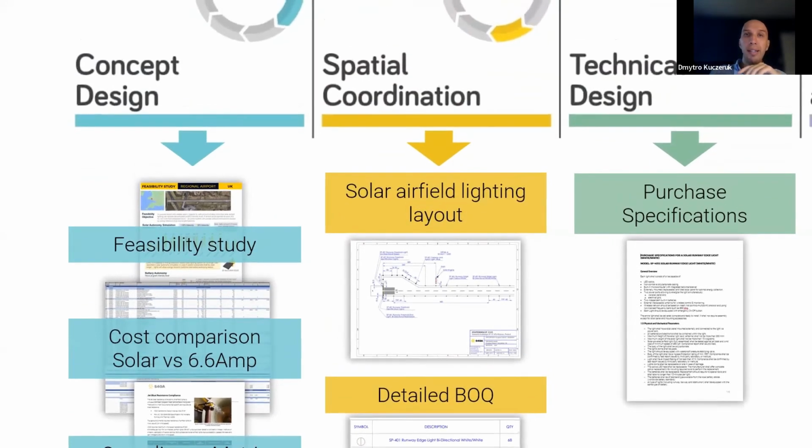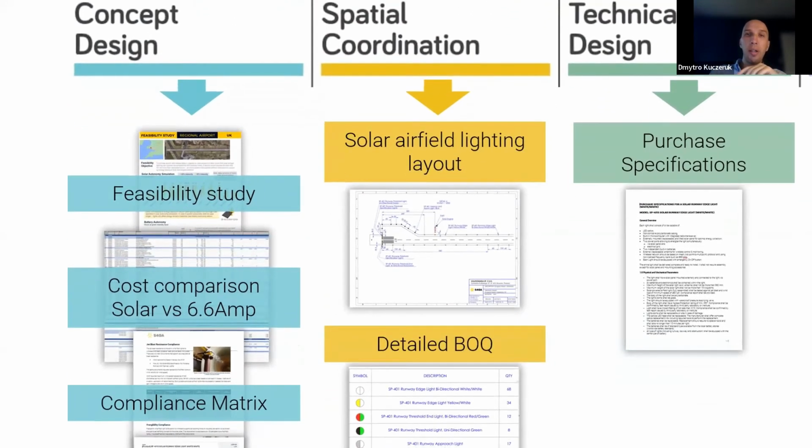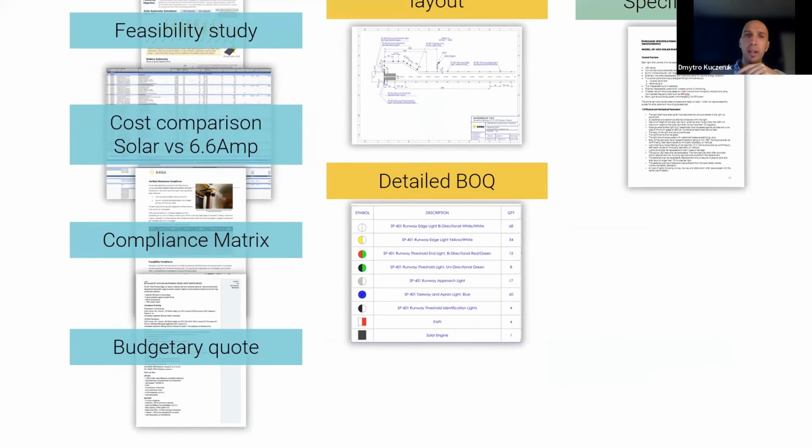And at the technical design stage, we make sure that the consultant is provided with a comprehensive purchase specification. Here you see the example of a single page. Usually there are 2 or 3 pages for every product that is defined in the detailed bill of quantity.